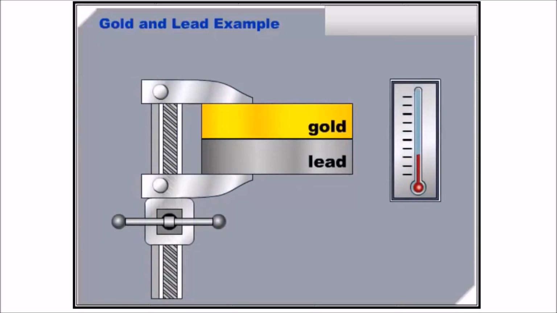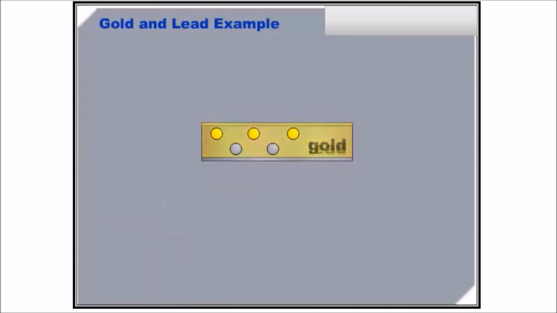If the two metals' temperatures are increased, the amount of diffusion increases, and at a temperature above the melting point of both, complete mixing occurs.